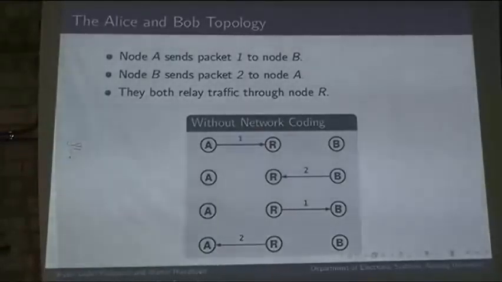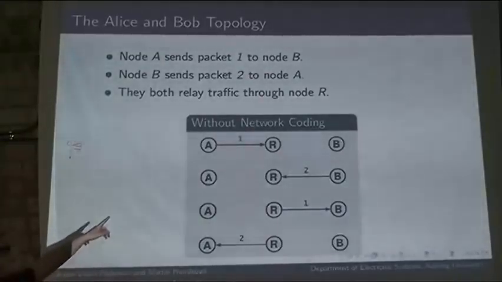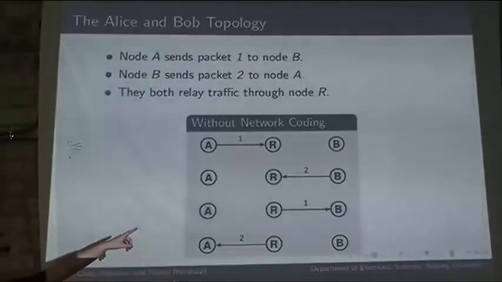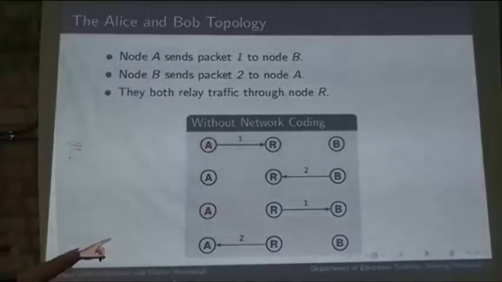If we look a little bit at it in a topology setting, imagine a network with just 3 nodes, A, R, and B, where nodes A and B communicate through a common relay node in the middle. You want node A to transmit packet 1 all the way to node B, and node B to transmit packet 2 all the way to node A. Without network coding, this requires 4 transmissions, as shown on this figure.